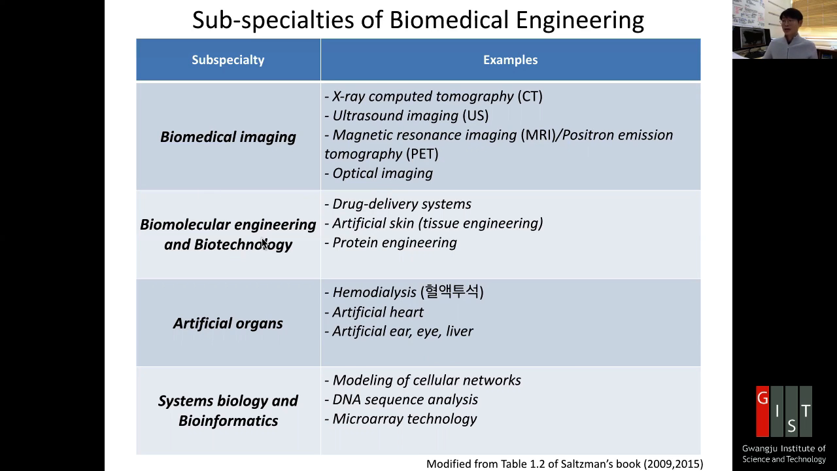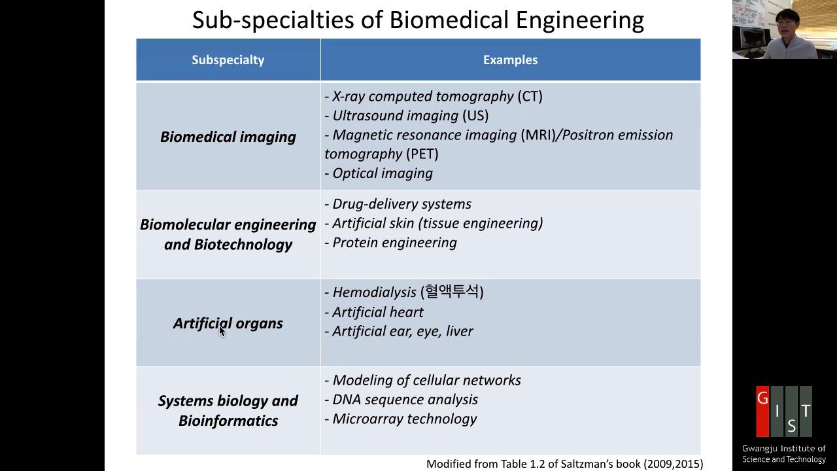Biomolecular engineering and biotechnology, one example is a drug delivery system. Such as the design of a capsule or design of drugs which maximizes their efficiency in reaching the target. Or artificial skin. This is related to tissue engineering. Those who are burn patients or have some injury which required replacement of skin permanently or temporarily. Or we can even engineer protein to produce a useful product such as insulin.